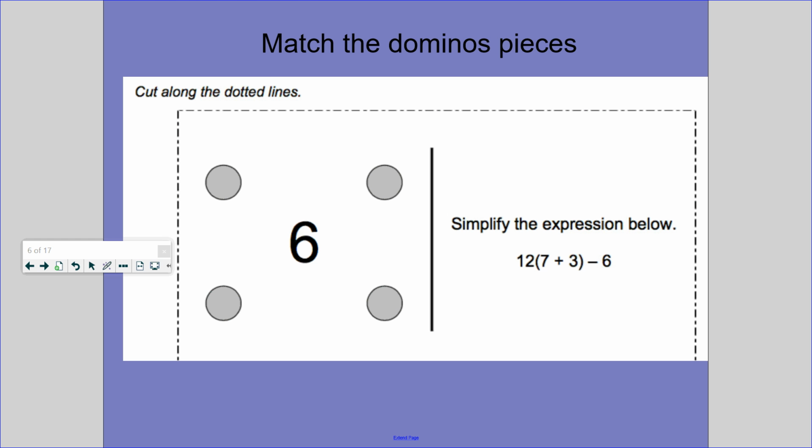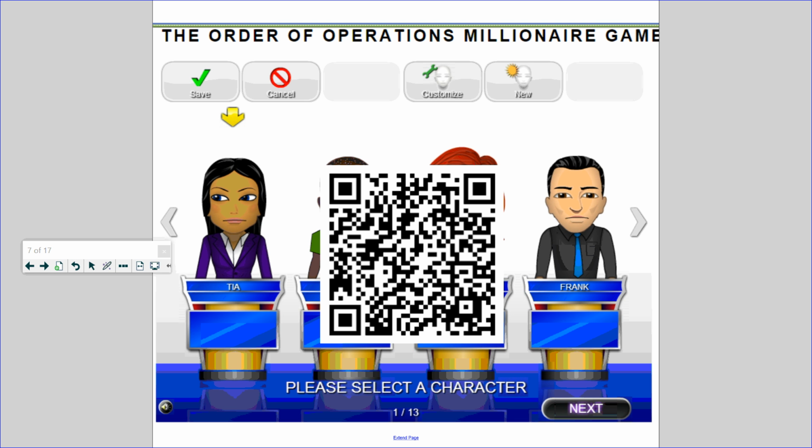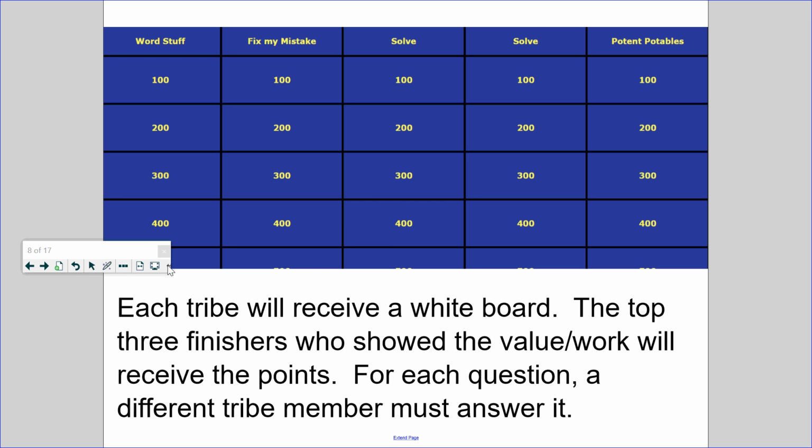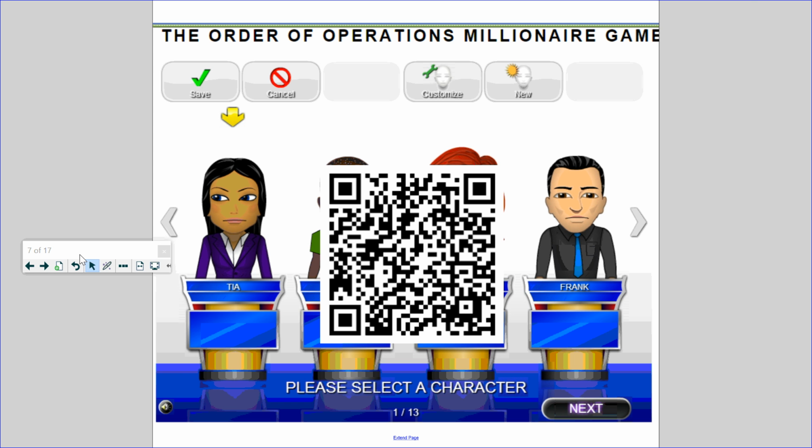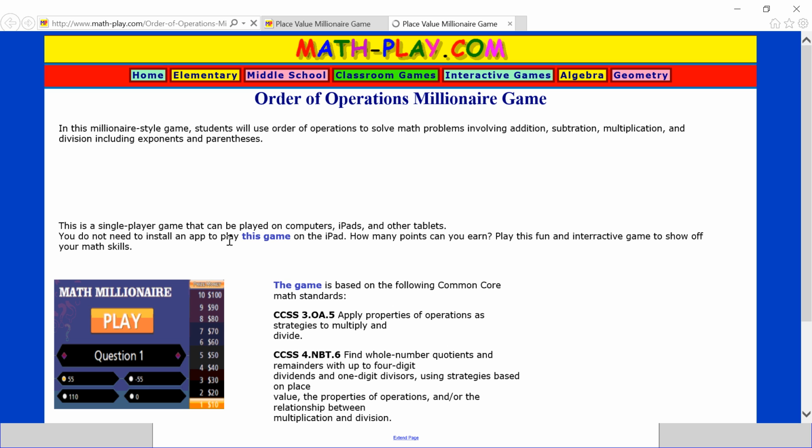So what you're going to be doing today is matching some domino pieces. You're going to be solving an order of operations millionaire game, and then we may have time to even do Jeopardy. In this order of operations game, it looks like this.